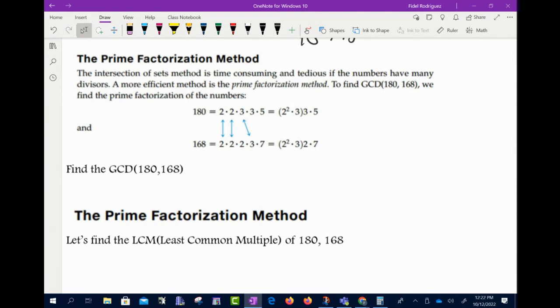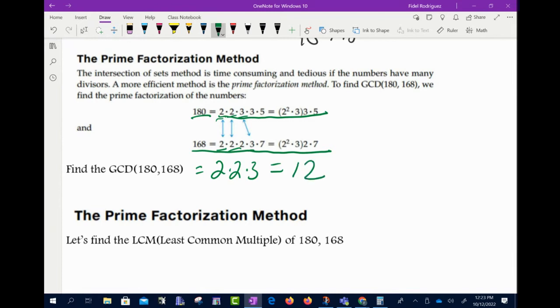So if we were finding the greatest common divisor between 180 and 168, I want you to notice something here, y'all. The number 180 has already been broken down. It's right here. Same thing with 168. Remember what it is we're looking for. The greatest common divisor says, what numbers do we have in common? Well, we have the 2's in common, we have another 2 in common, and we have a 3 in common. So 2 times 2 times 3 should give me something like, what, 12?